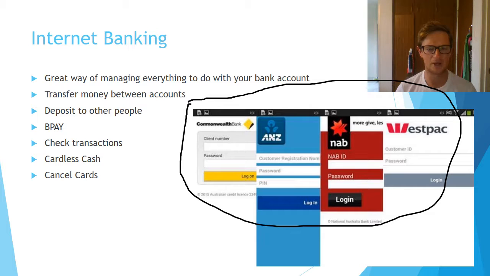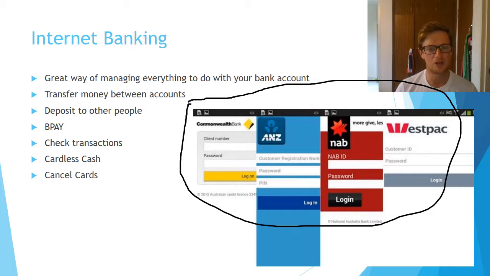So a few other things that you can do with internet banking. So it's a really easy way to manage all your different accounts. So if you've got 2 or 3 accounts and there's money going in and out of each, it makes it a lot easier to keep track of where all your money is. Again, transferring money between accounts, so we'll talk about it in a couple of videos time with your savings. So you can take money out of your pay when it comes in and distribute it to wherever it needs to be.